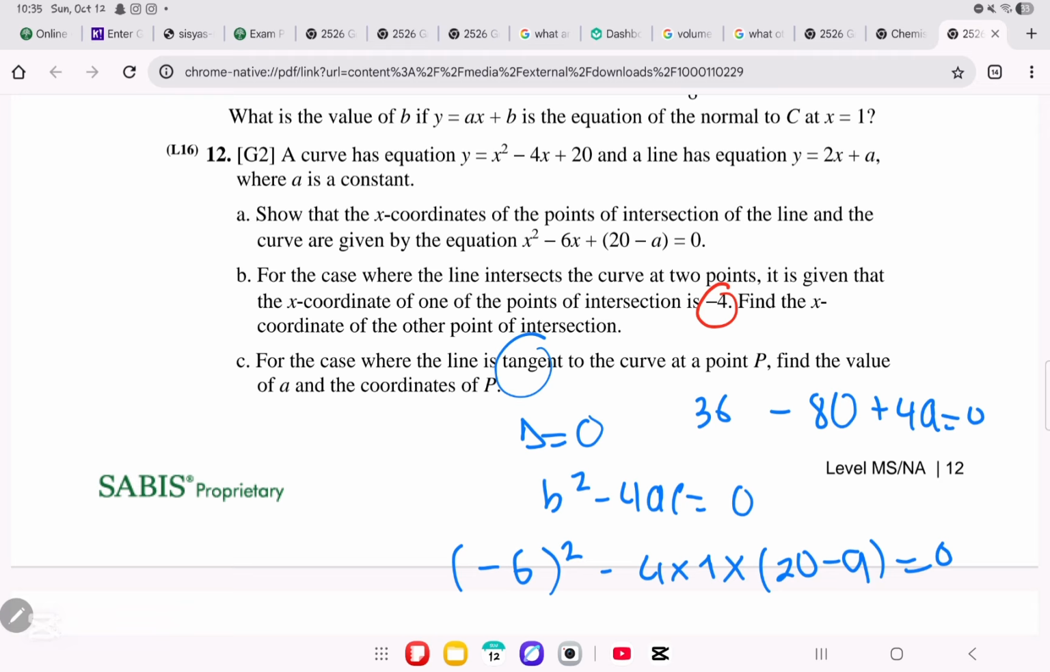What is 36 minus 80? That's going to be minus 44. Minus 44 plus 4a is equal to 0. 4a is equal to 44. That means a is then equal to 11. So now we have the value of a.